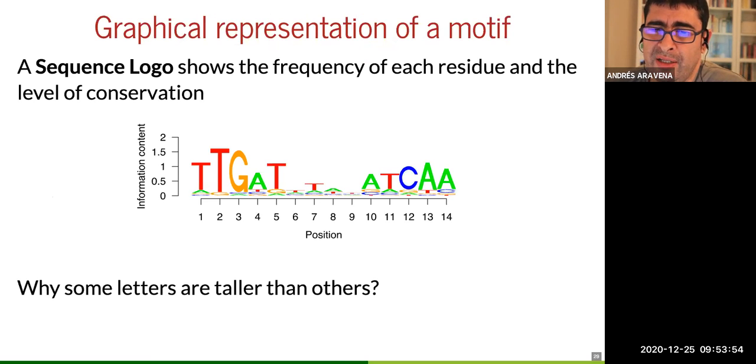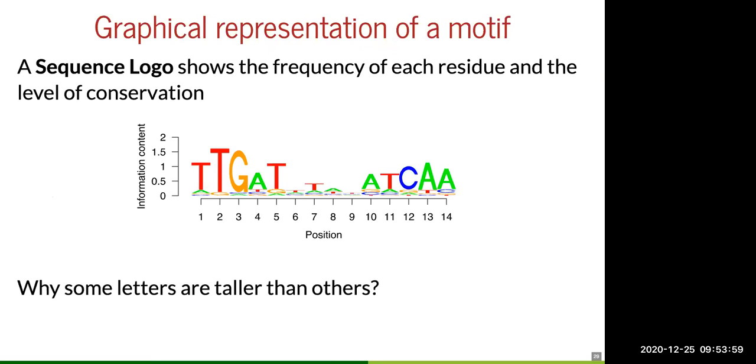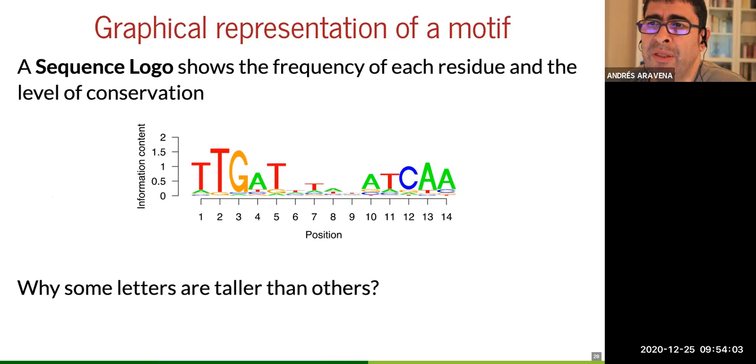What do you see here? So middle parts tend to be more flexible? Exactly. Middle parts tend to be more flexible.